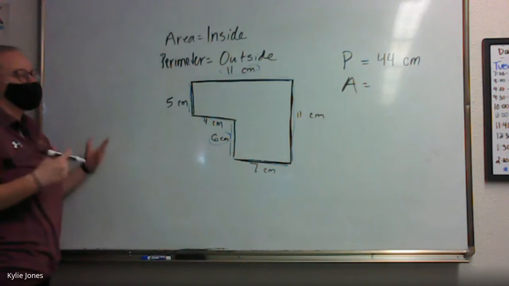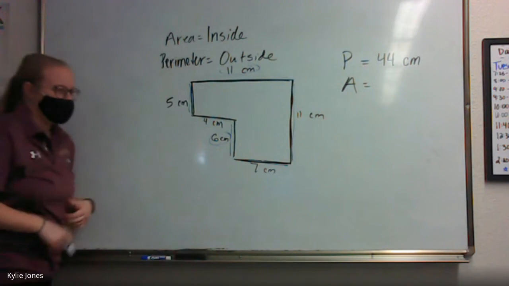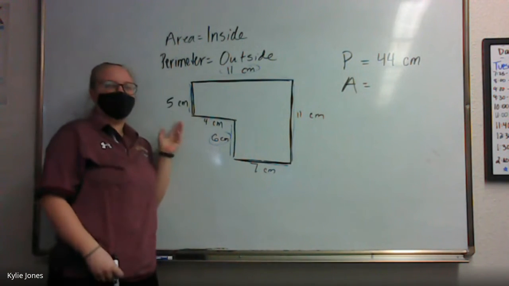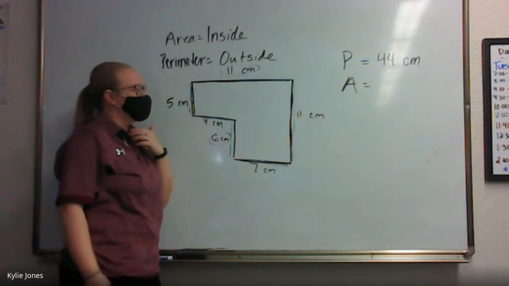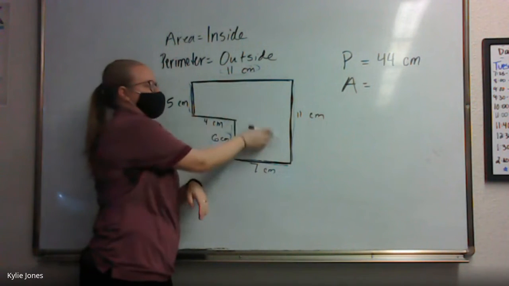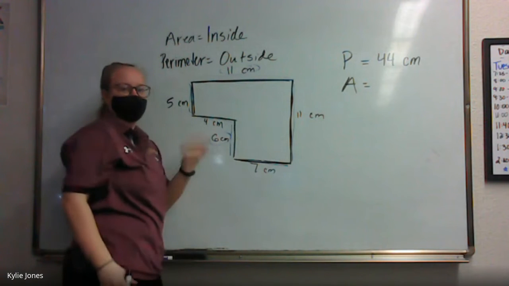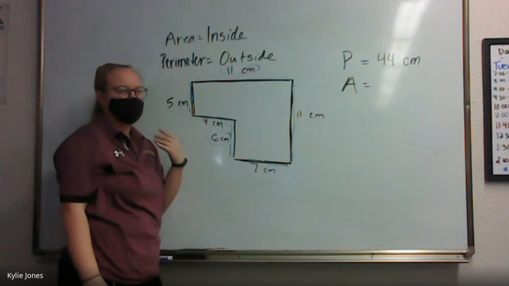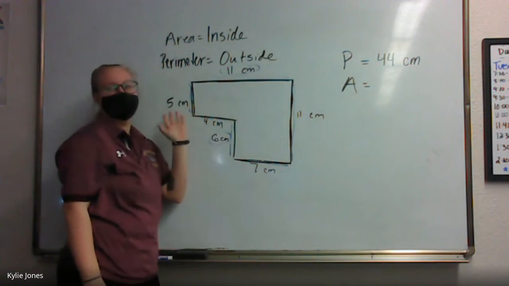Then we now need to find the area. Now, this is what we learned yesterday that we have not really practiced a whole lot. We can't find the area of this L-shaped looking thing, right? Because we don't have a formula for an L.